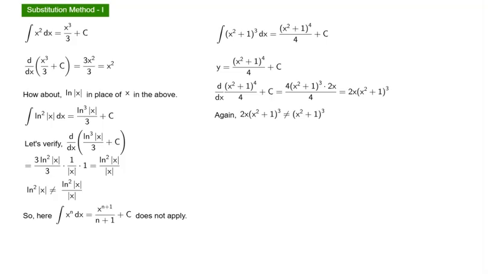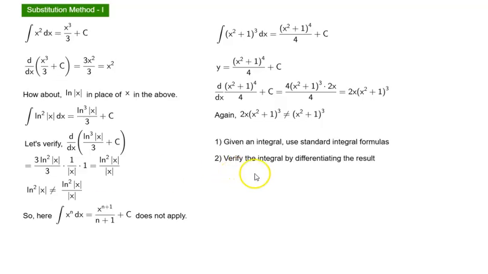So here, what is the difference? Here, instead of x, we have natural log of x. So the integral is of a function of x rather than of x itself. Same is the case here also. So the steps go like this. Given an integral, use standard integral formulas. Verify the integral by differentiating the result. And if verification fails, use another method.